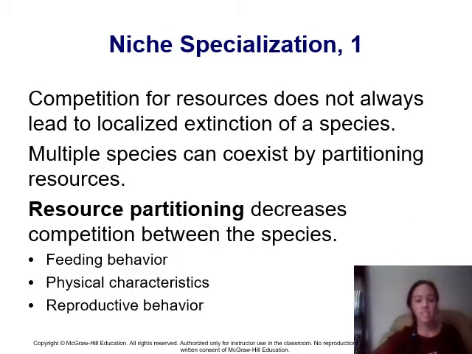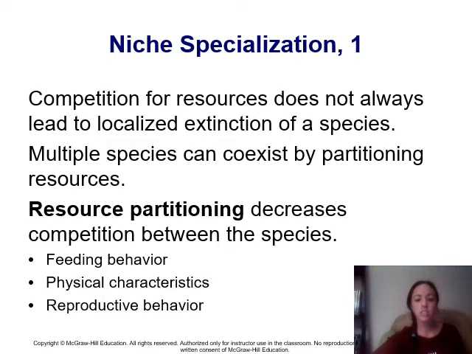Thankfully, competition between two species doesn't always have to lead to the extinction of one of the populations. If the resources were successfully divided between the two species, then both of them would be able to survive in the same habitat at the same time. Food can be partitioned by several different methods, including feeding behavior, the physical traits of the animals, or even their reproductive behaviors.